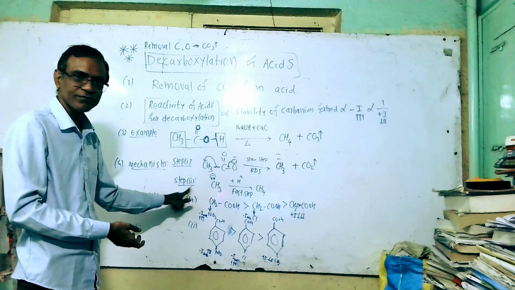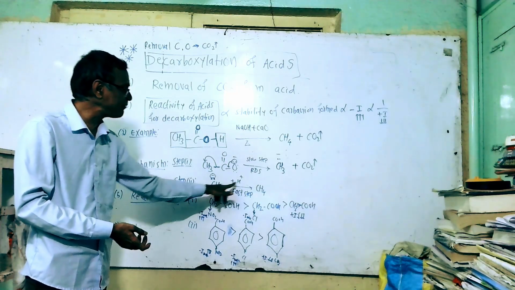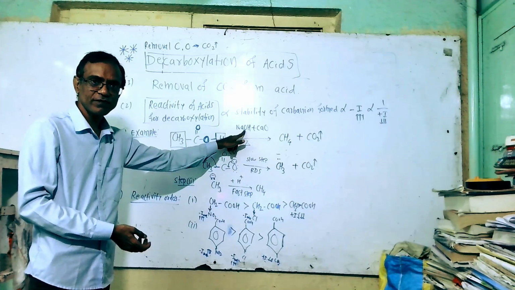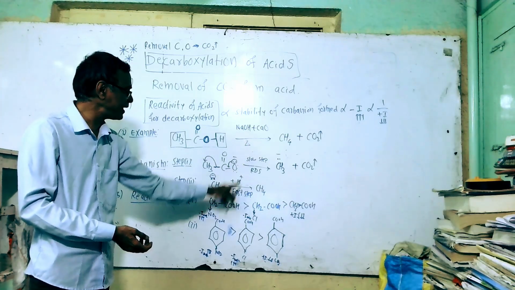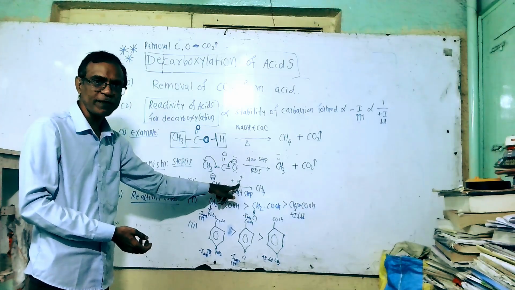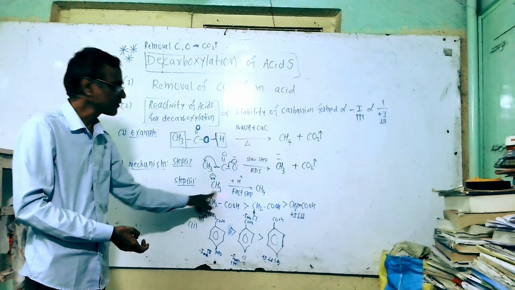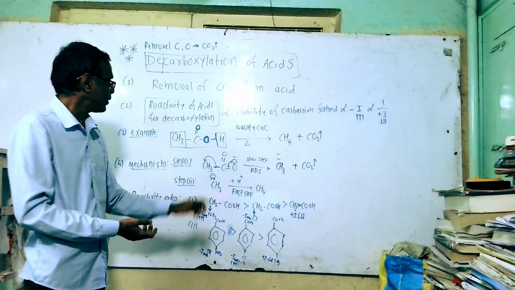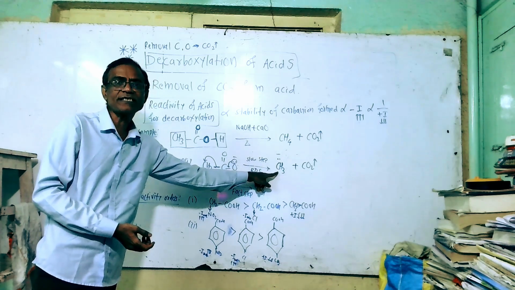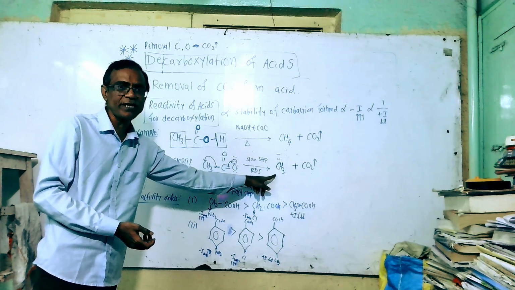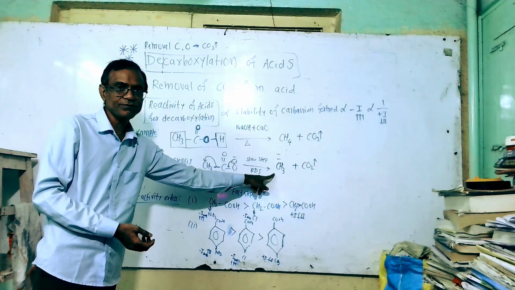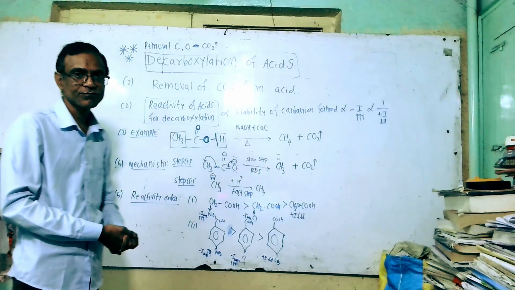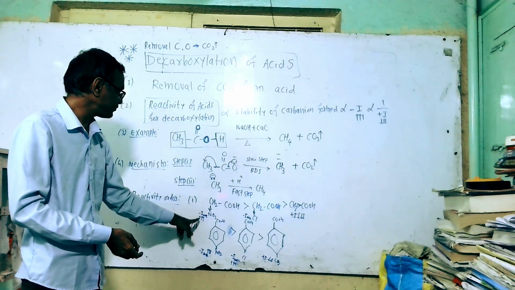Second step, this carbanion in the second step combines with H positive ion from aqueous medium. Whenever in aqueous medium, H positive ion comes and combines with this, methane will be formed. Okay. So rate depends upon the stability of carbanion form. The more the stability of carbanion, the more is the decarboxylation of acid. For example, this is the reactivity order.